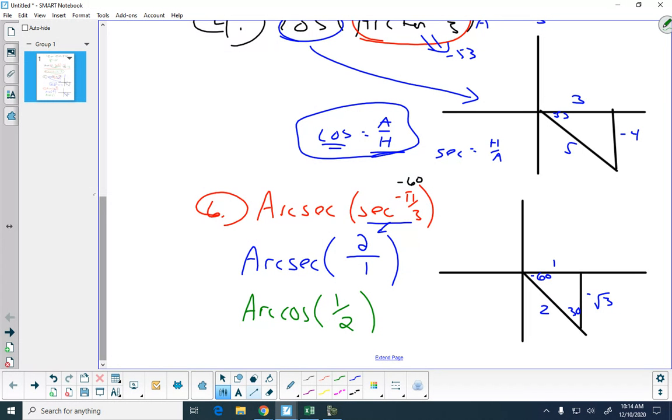Braden, what would you come down to? Inverse cosine of 1/2? 60 degrees, which in terms of pi would be what? Pi over 3.